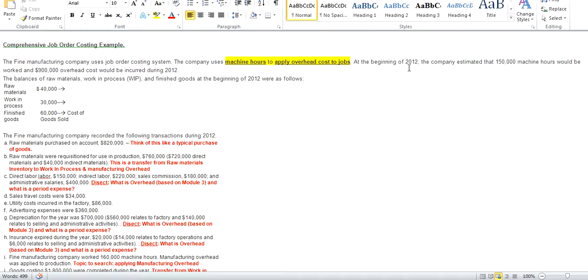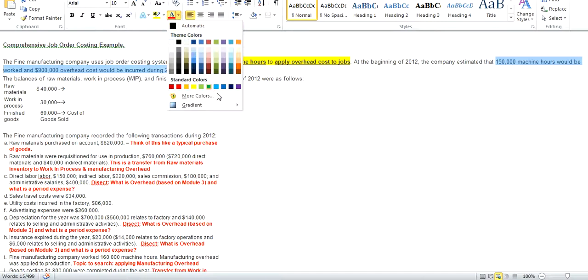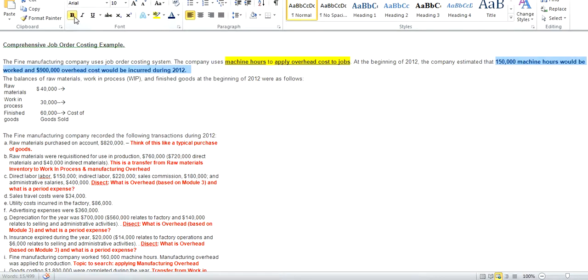Next, they tell us that at the beginning of 2012, the company estimated that 150,000 machine hours would be worked and $900,000 of overhead cost would be incurred during 2012. This is what we need in order to determine our predetermined overhead rate. It's the second piece of critical information if you're going to use job order costing. So now, to reiterate what we talked about in class the first couple of weeks and probably last week as well.